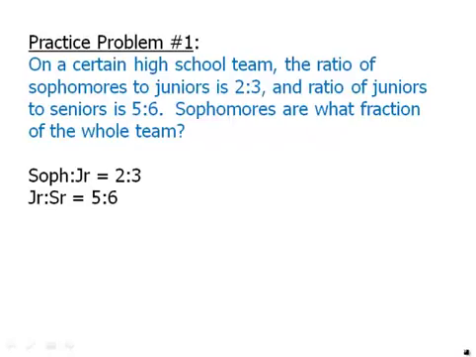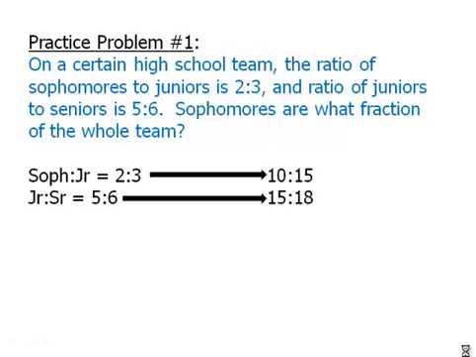So the easiest thing to do is to figure out the least common multiple, which of course is 15. That means we have to multiply the top ratio by 5 and the bottom ratio by 3. So we have ratios of 10 to 15 and 15 to 18. Now that the common ratio is the same, we can put everything together. Sophomores to juniors to seniors, 10 to 15 to 18.